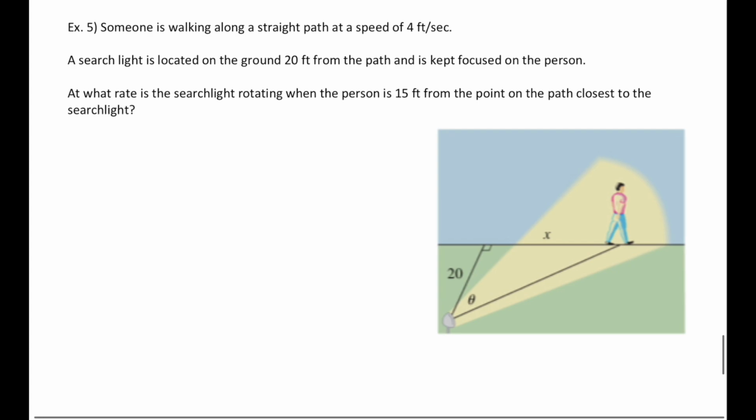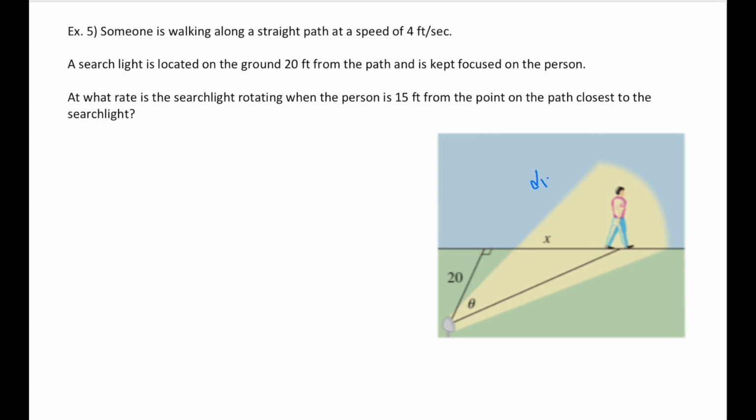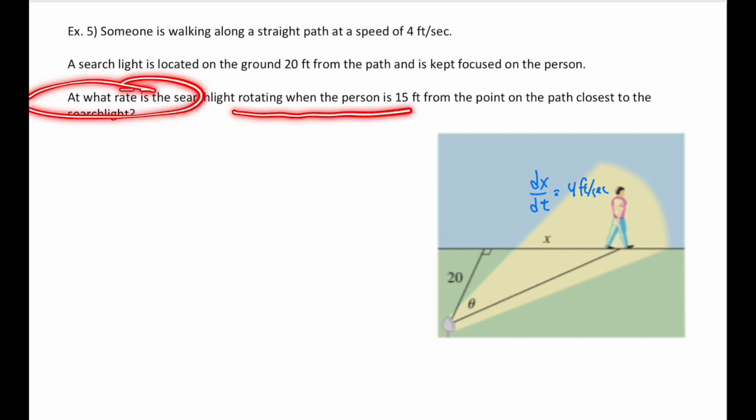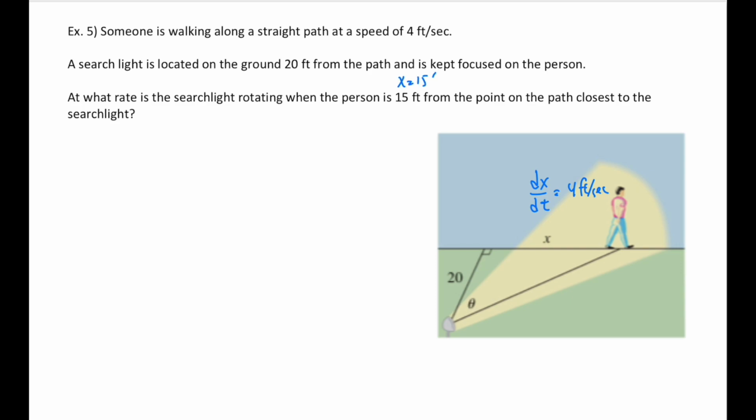Let's do another one. Someone's walking along a straight path at a speed of 4 feet per second. Ooh, that's dx/dt, 4 feet per second. A searchlight is located on the ground 20 feet away from the path. It's kept focused on that person, so as that person walks over, it's going to be rotating. At what rate is the searchlight rotating when the person is 15 feet away? So that's when x equals 15 feet from the point on the path closest to the searchlight.